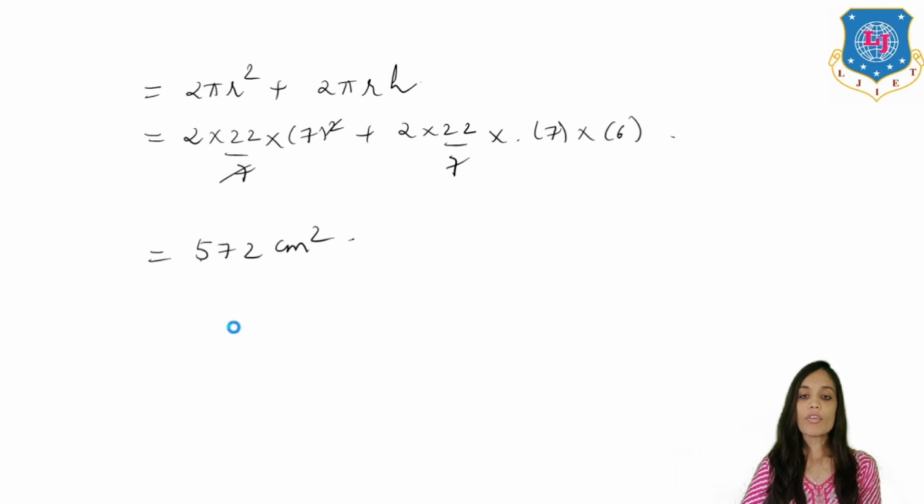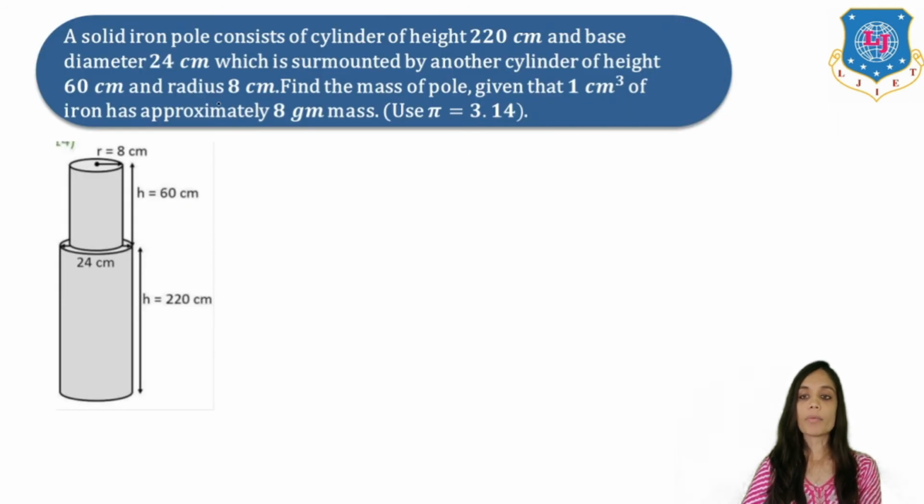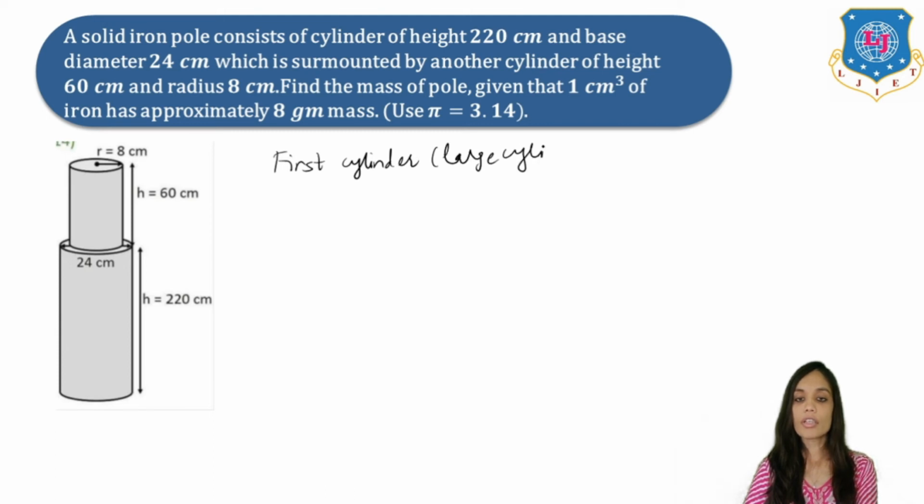Okay, so now let us solve one more example. A solid iron pole consists of a cylinder of height 220 centimeter and base diameter 24 centimeter, which is surmounted by another cylinder of height 60 centimeter and radius 8 centimeter. So this whole iron pole consists of two cylinders. First, the large cylinder.